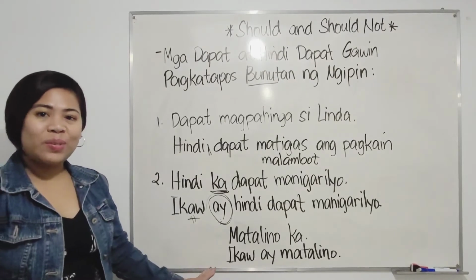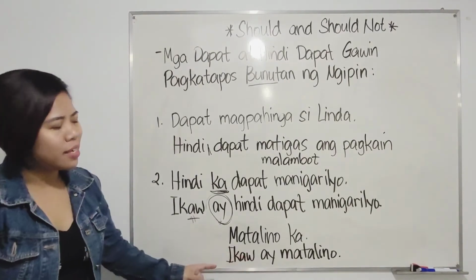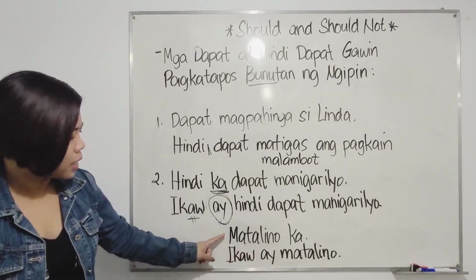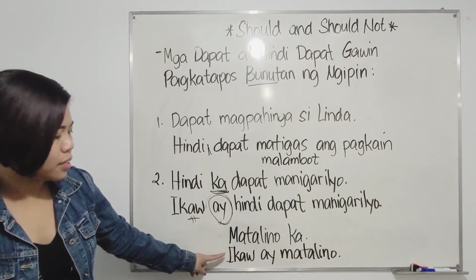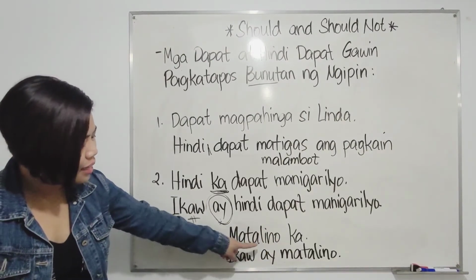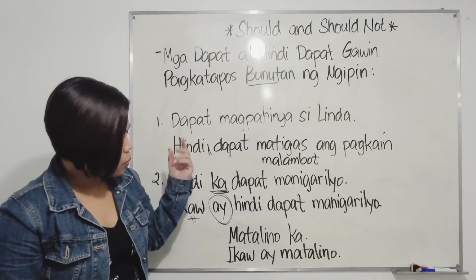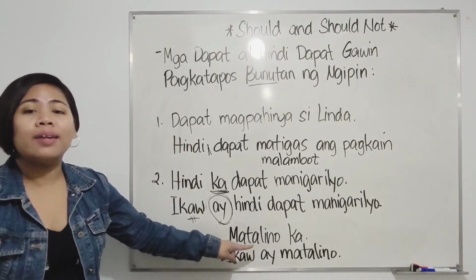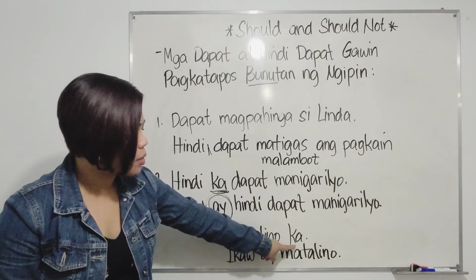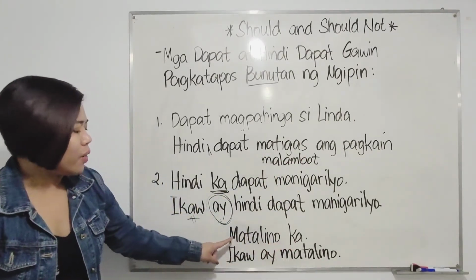Okay, look at these two sentences here. It's very short and very simple. So it only consists of two words in here and then three words here. This one, matalino ka. What do you mean by matalino? Talino means intelligence. That's the root word. Matalino is an adjective, right? And then our subject is ka or you. So it means you are smart.